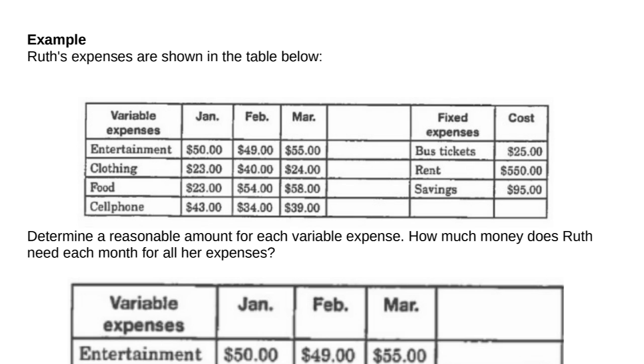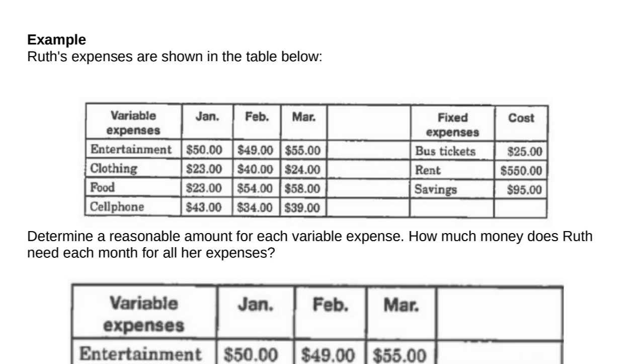So for entertainment, we have basically this amount of money that's spent from January to March, right? We also have clothing spent from here to here. We got food, we got cell phone. You'll notice how we set our variable expenses off to one side and list them from month to month in order to give us an idea of what each of these numbers is. Now, if you look at the fixed expenses, that's something that doesn't change. So we can have those in a column of numbers and titles to the right, so we can total them up.